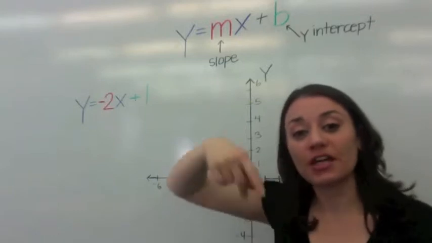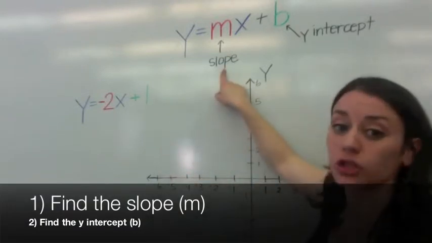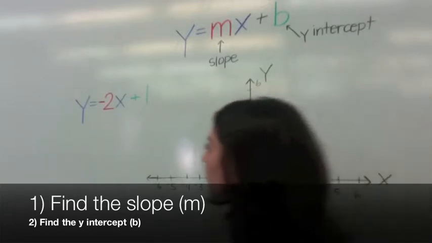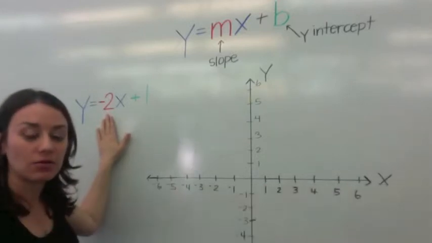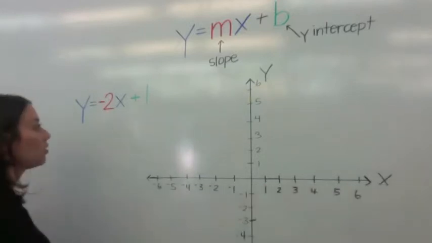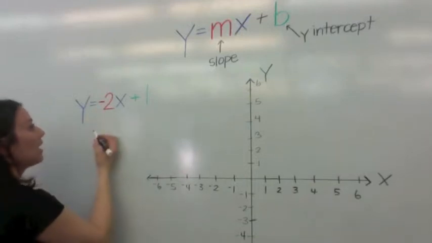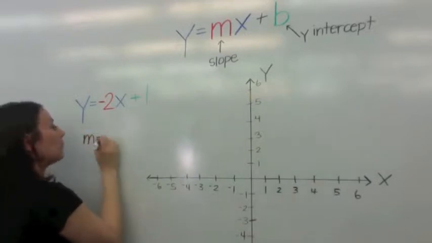So you need to find 2 things. How many things you need to find? 2. The first thing is the slope and the second is the y-intercept. That's correct. Now, slope I've told you, it is the red number. So what is slope here? Slope is -2. That's right. And remember, the letter that represents slope is m. So I'm going to say m is -2.